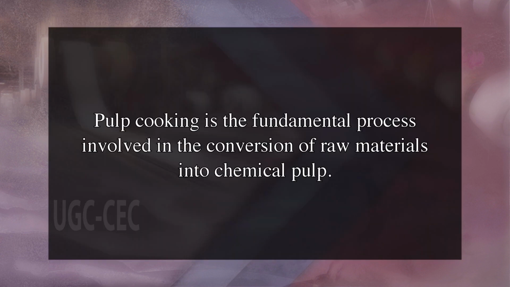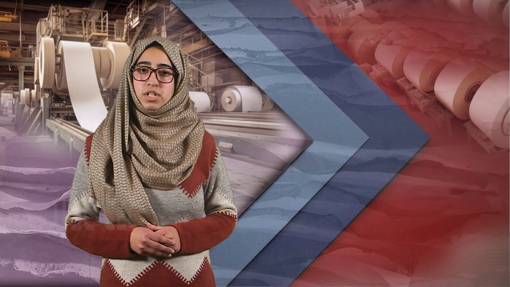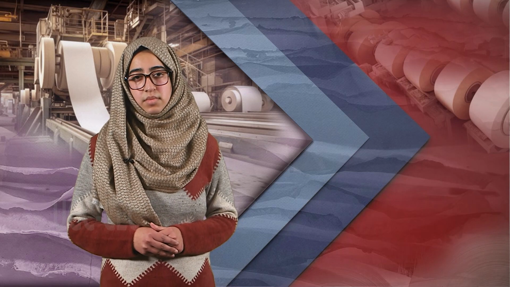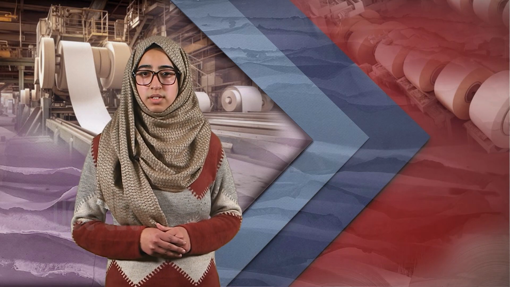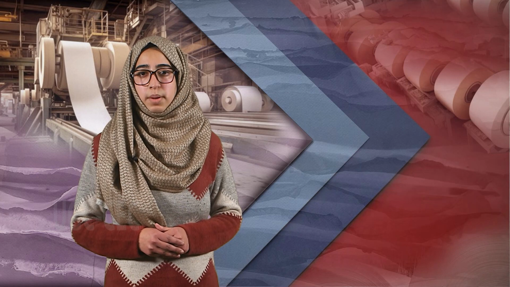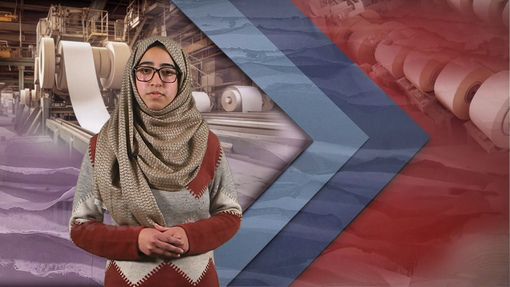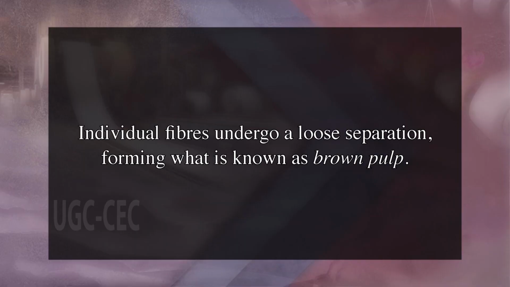Pulp cooking is the fundamental process involved in the conversion of raw materials into chemical pulp. This entails placing the materials along with a precise amount of chemicals into a digester. The successful execution of this process relies on precise control of temperature, pressure, and time. During this stage, the chemicals infiltrate the raw material, engaging in a chemical reaction with the lignin present. As a result, the individual fibers undergo a loose separation, forming what is known as brown pulp.